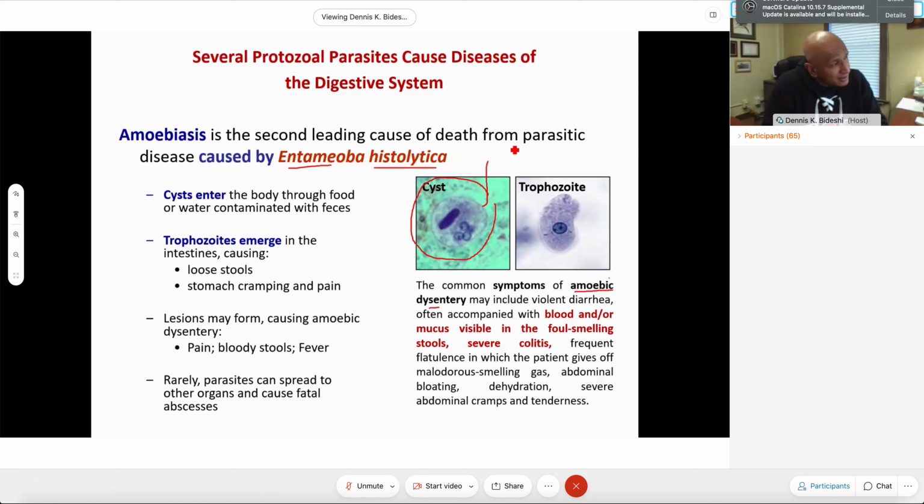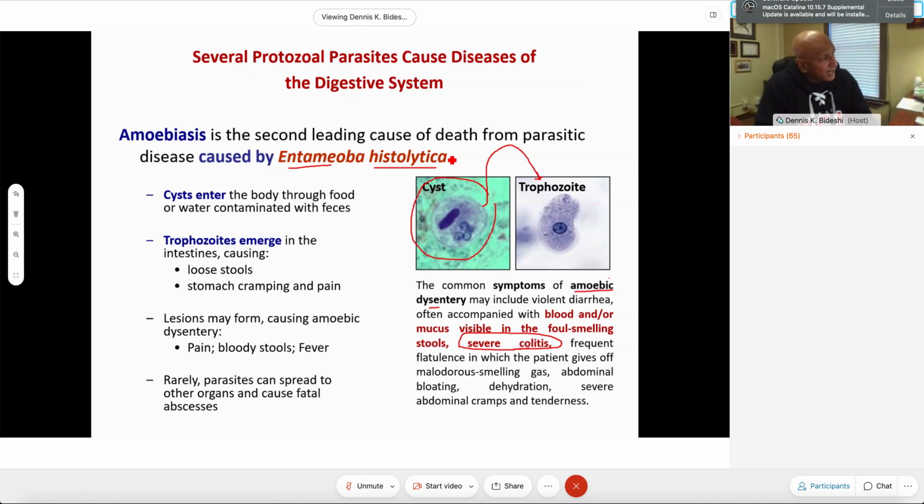But then a cyst gets into the intestinal tract, it becomes a trophozoite. This thing moves about, and it produces toxins. It produces enzymes that degrade the intestinal lining, so it can literally dig into tissue. And what accompanies that is bleeding. So it's not unusual to see blood and mucus and a foul-smelling stool in individuals. So it causes severe colitis. This is inflammation of the colon.